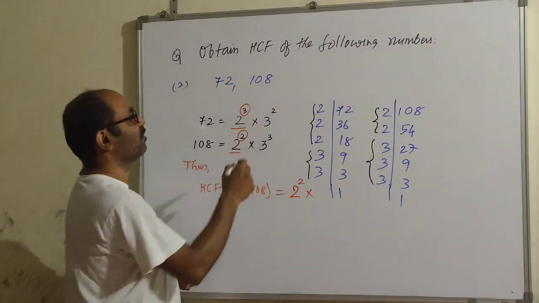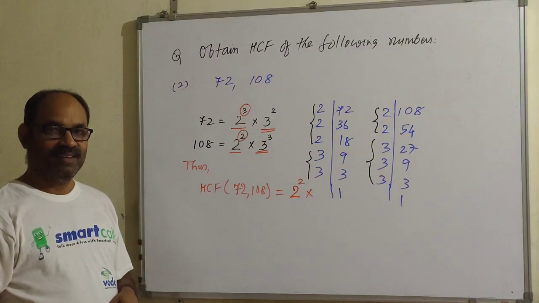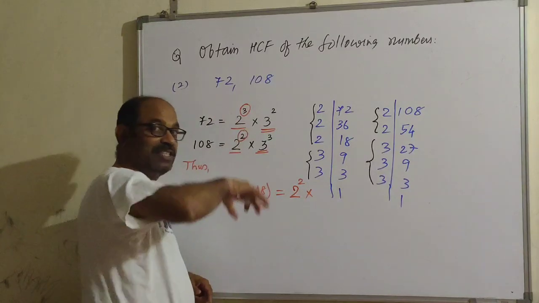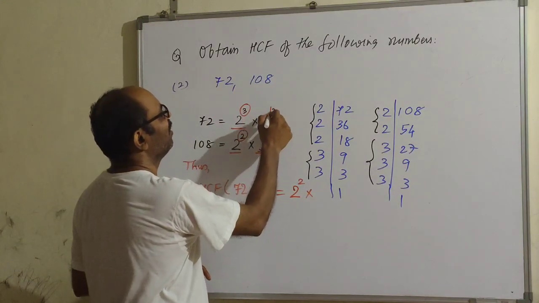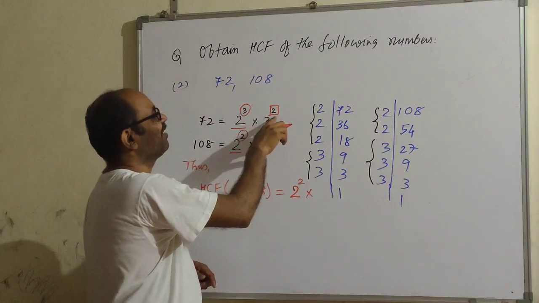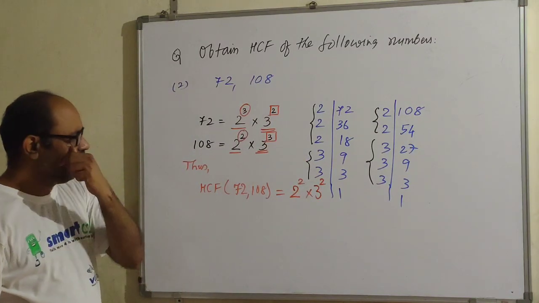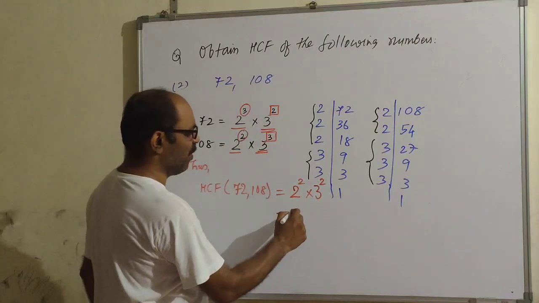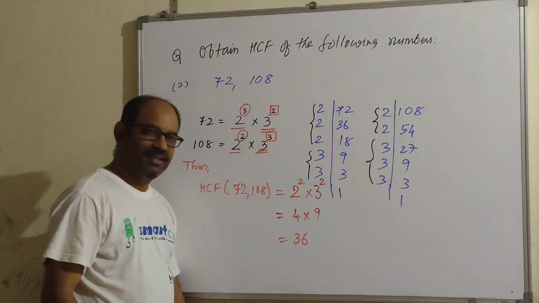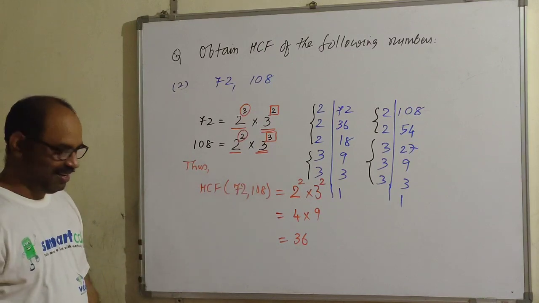Go further. Here the power with base 3 is also common, but for HCF you have to consider the smaller index. Choose the power with the smaller index. Look, the index is 2 and 3. Which is smaller? Correct, 2. So 3 square is the power with the smaller index. Now multiply. Nothing else is there. What is 2 square? 4. What is 3 square? 9. And what is 4 nines? 36. Clear to you?